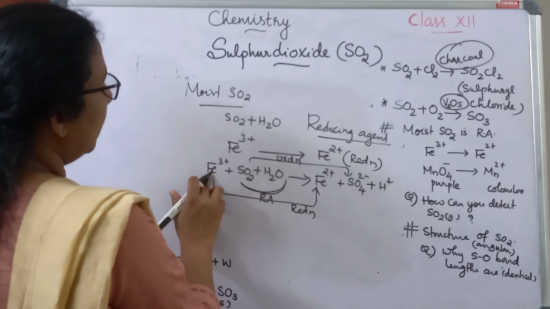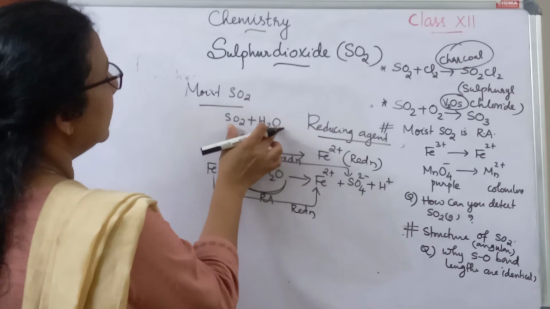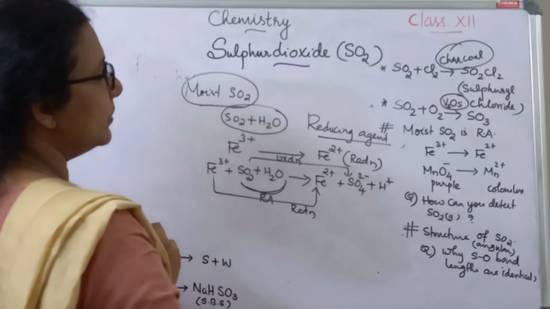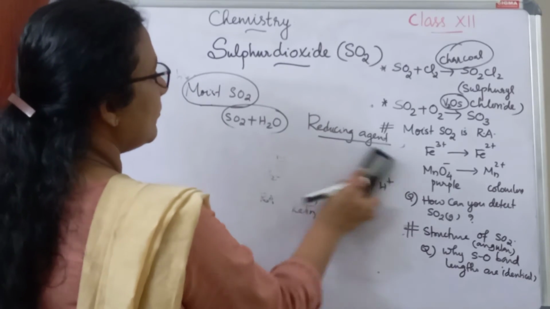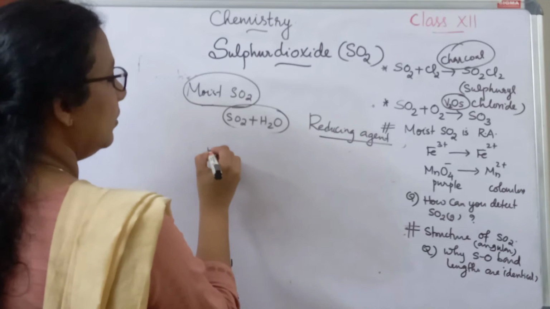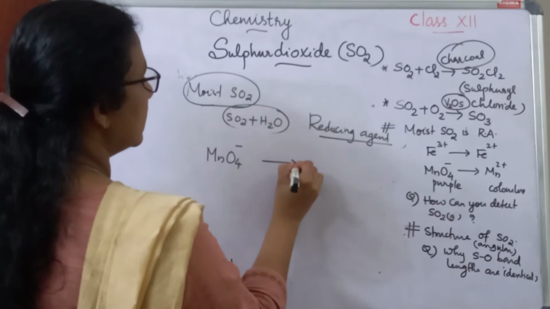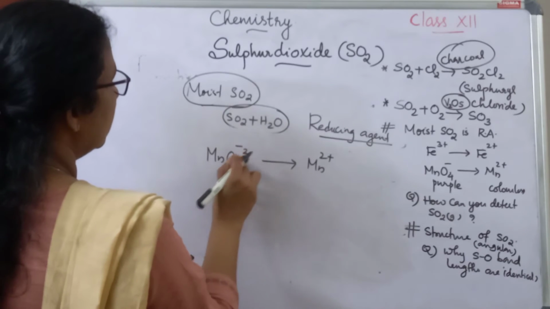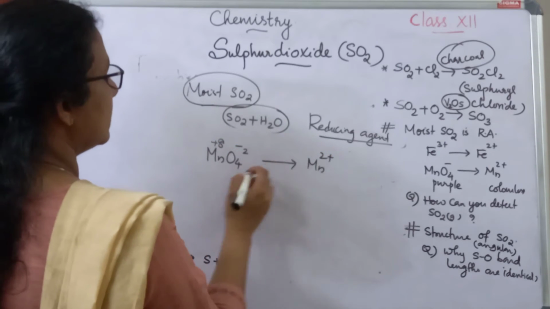So the main point is Fe3+ changes to Fe2+, that is reduction. Here SO2 plus H2O, that is moist sulfur dioxide, acts as a reducing agent. This is one reaction. Then another reaction is MnO4-. MnO4- is from KMnO4, potassium permanganate. MnO4- changes to Mn2+. Here MnO4 is 2 minus, so it will be plus 8. The oxidation state of Mn is plus 8, and it changes to 2+. So it is also reduction.